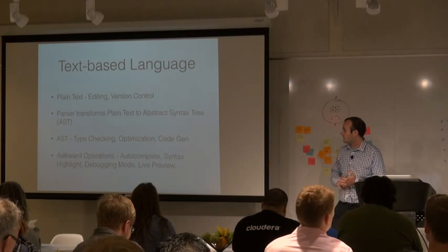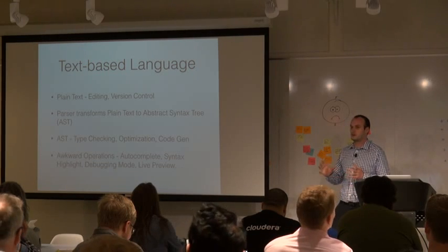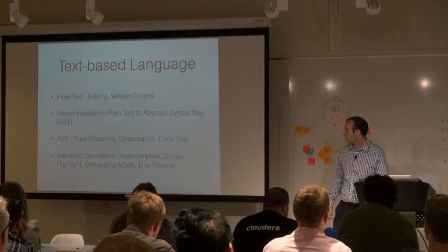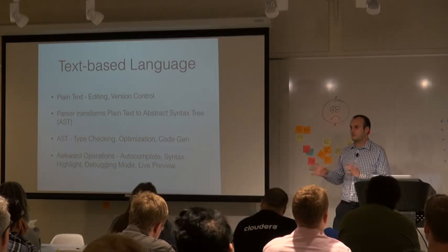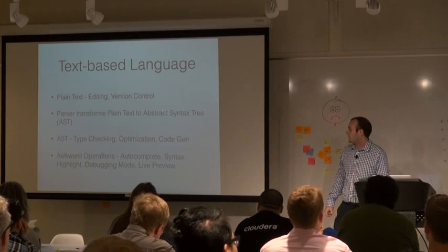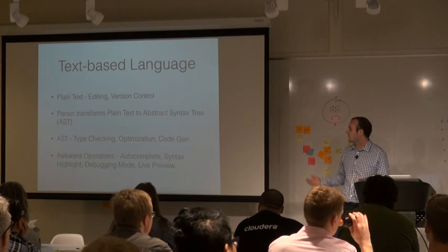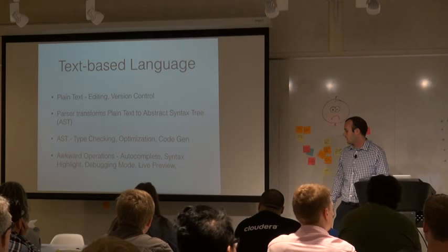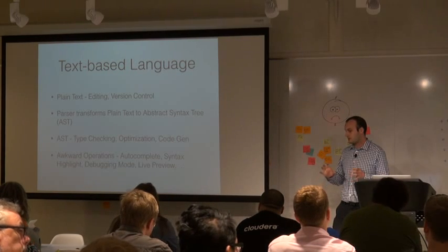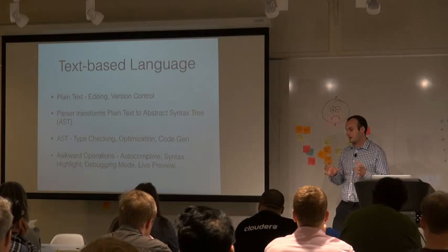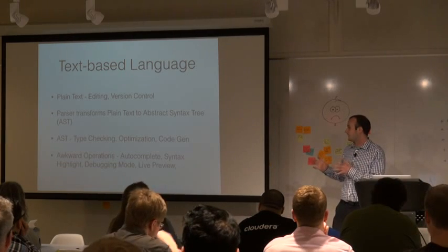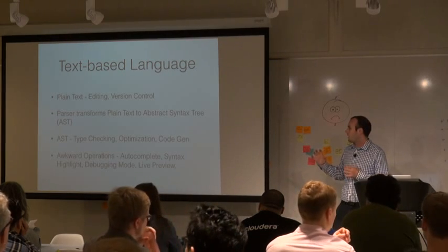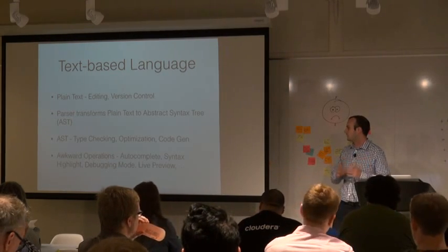So autocomplete, syntax highlighting, debugging mode, where you're in your editor and you see where you are in the file. Live preview, where as you're typing, it's updating something. And the reason these are awkward is that you want these to be working on kind of a partially finished version of the file. You have to be taking the text you've typed, translating it into an AST to figure out what could you autocomplete here, what kind of syntax is this, and then translating that back into text coordinates.